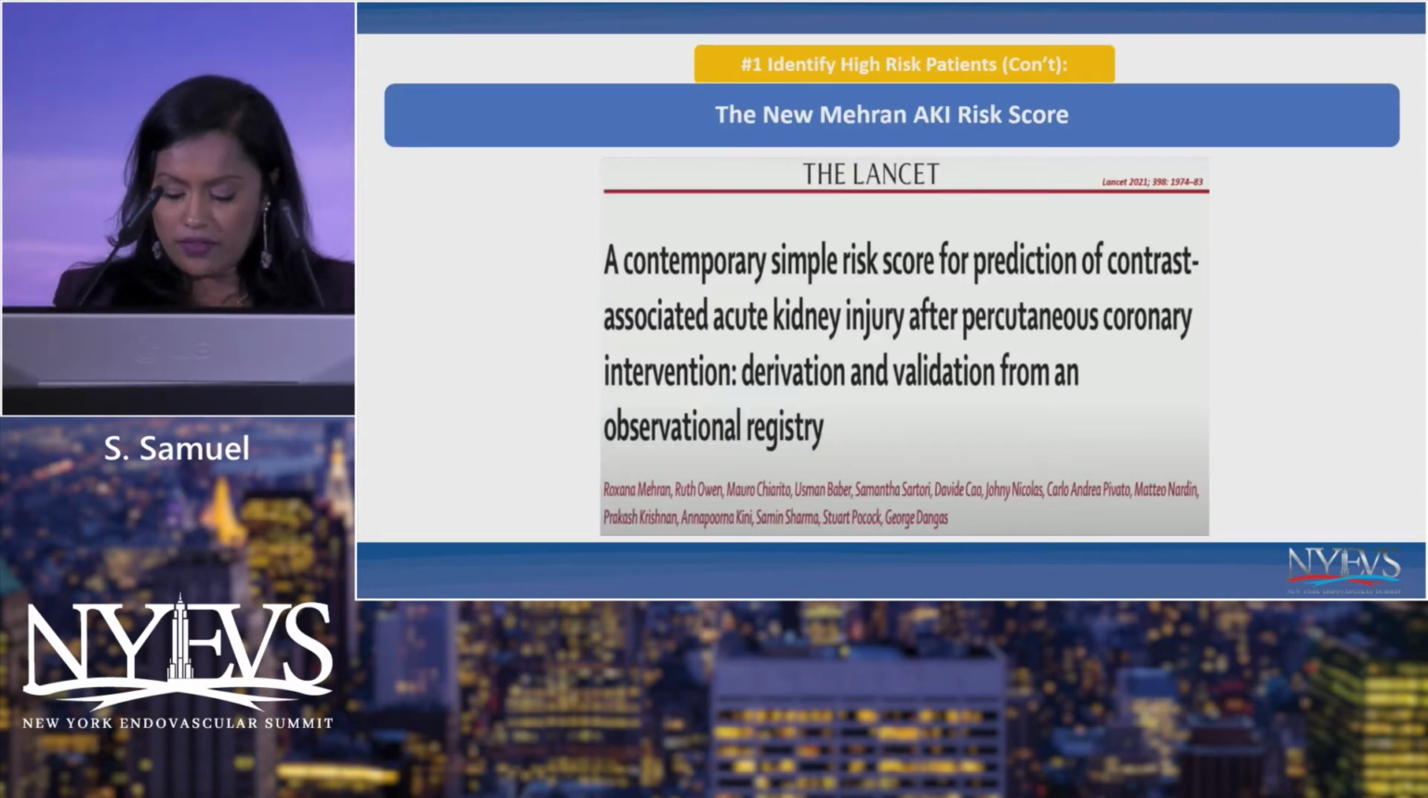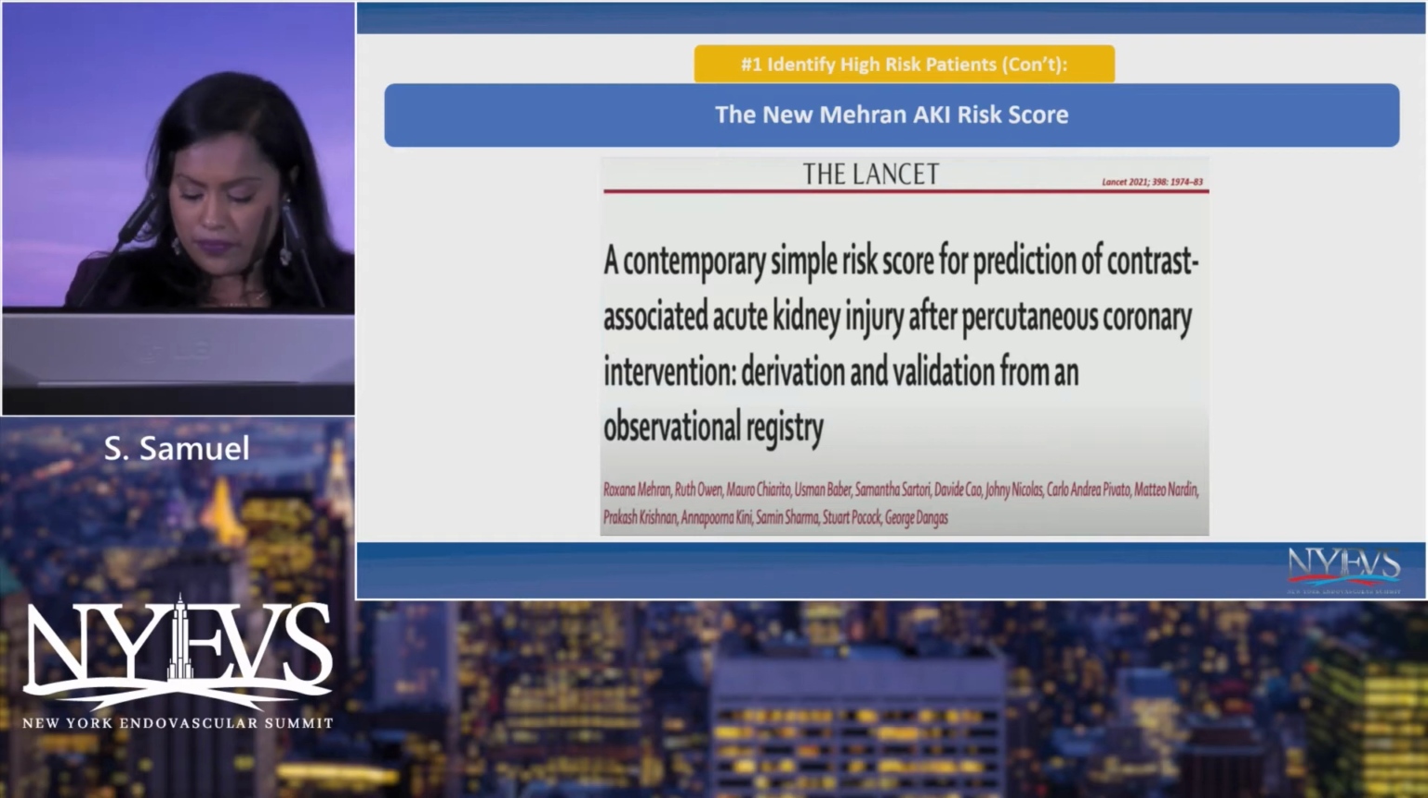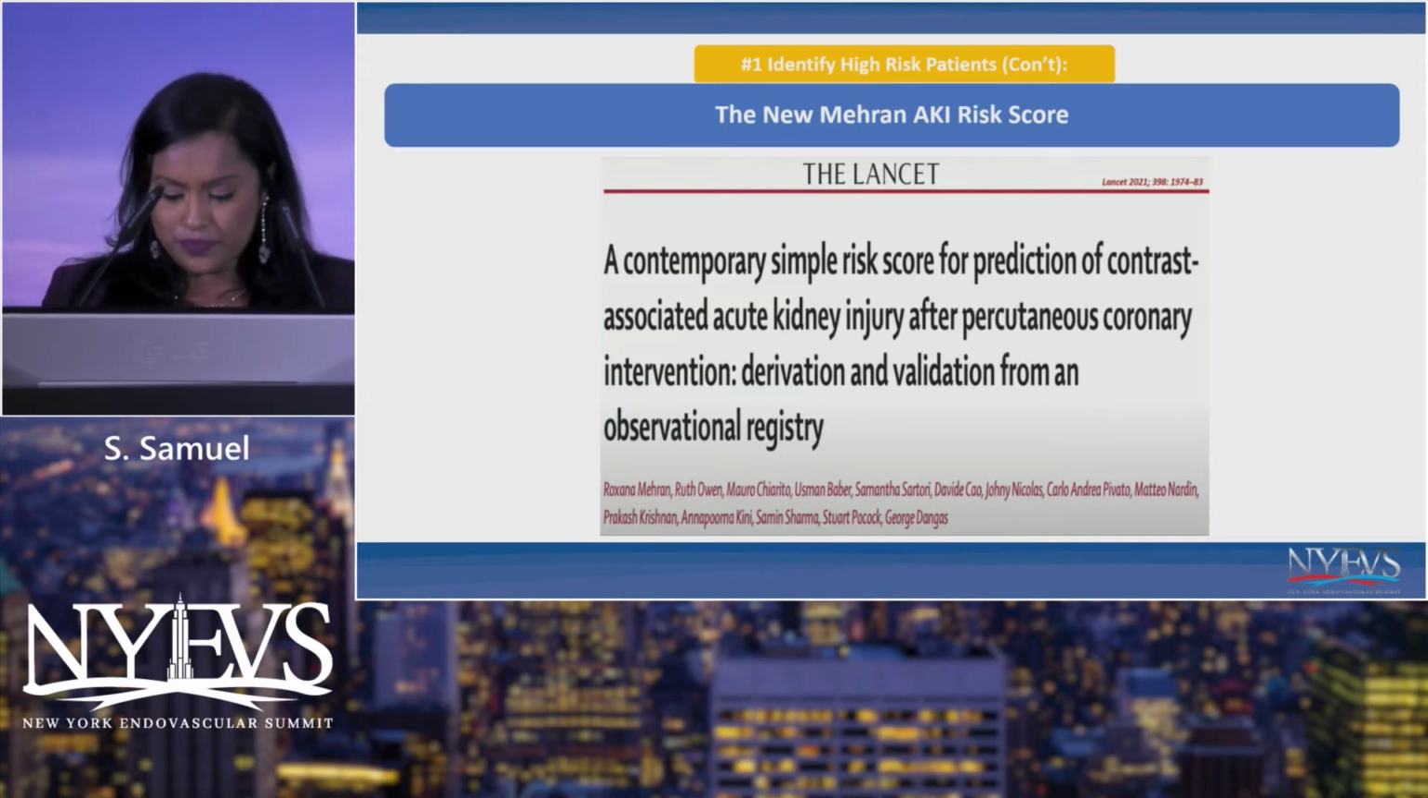However, Dr. Moran felt that the risk score needed to be updated as it is almost 20 years old, and patient profiles have changed. The research she, Dr. Krishnan, Dr. Kinney, Dr. Sharma, and other physicians performed at Mount Sinai Hospital was published in The Lancet just this past November in 2021, as you can see above. This is a huge honor.